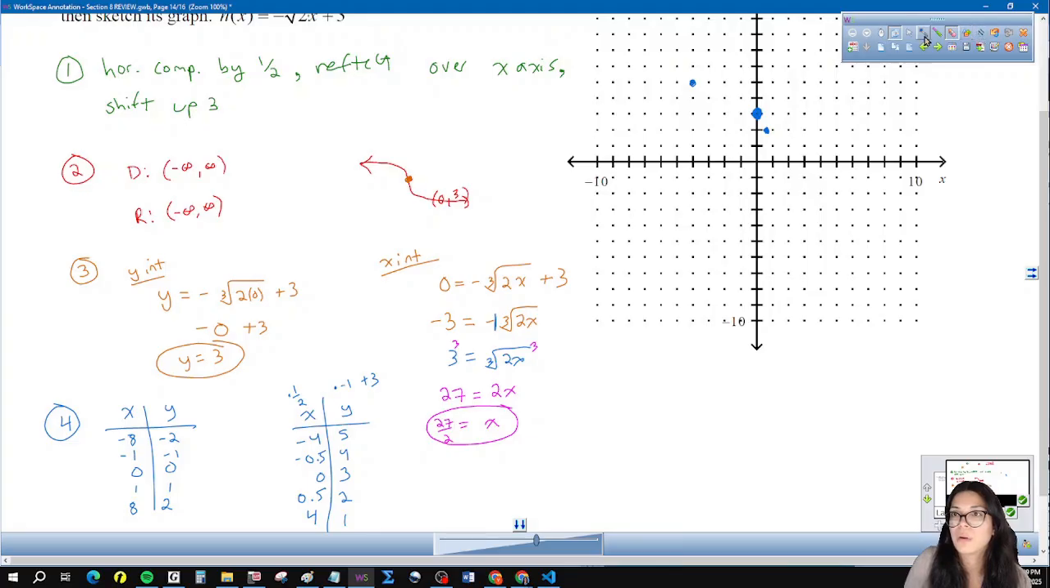Plotted my 4 here a little off. This is 4. And then 4 and 1. All right, and then connect those dots. And there's our curve.